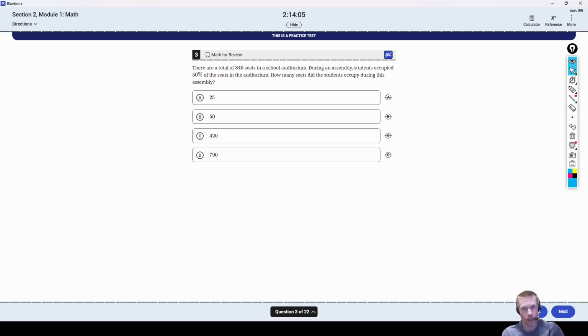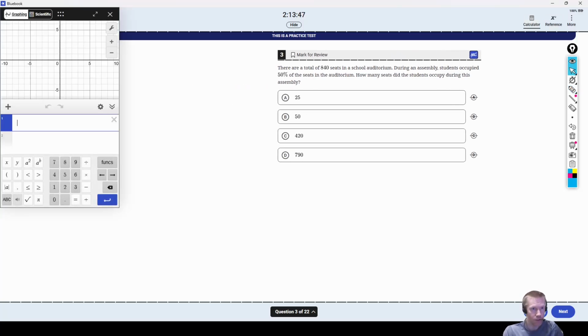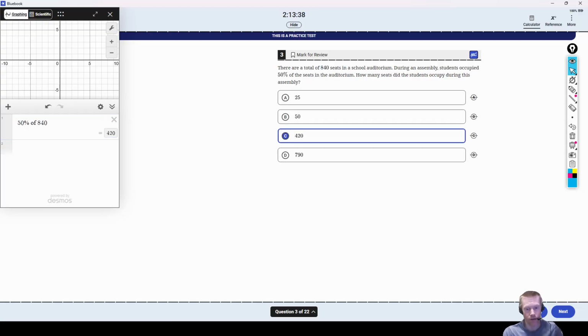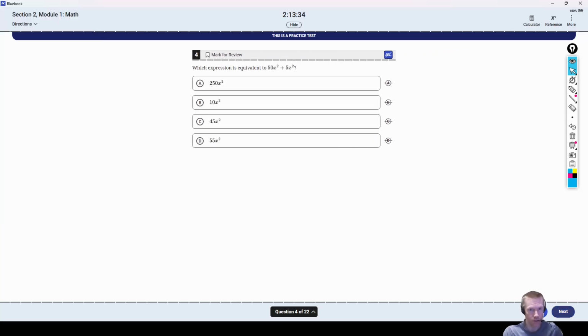Next, question number 3. Here we have a basic percentage question. So there's 840 seats in this auditorium. Students occupied 50% of them. How many seats did students occupy? Well, this is just asking for 50% of 840. So if we just go to Desmos, you can literally just type it in, 50% of 840. And that gives you your answer, 420. Correct answer is C. We can move on to the next question.